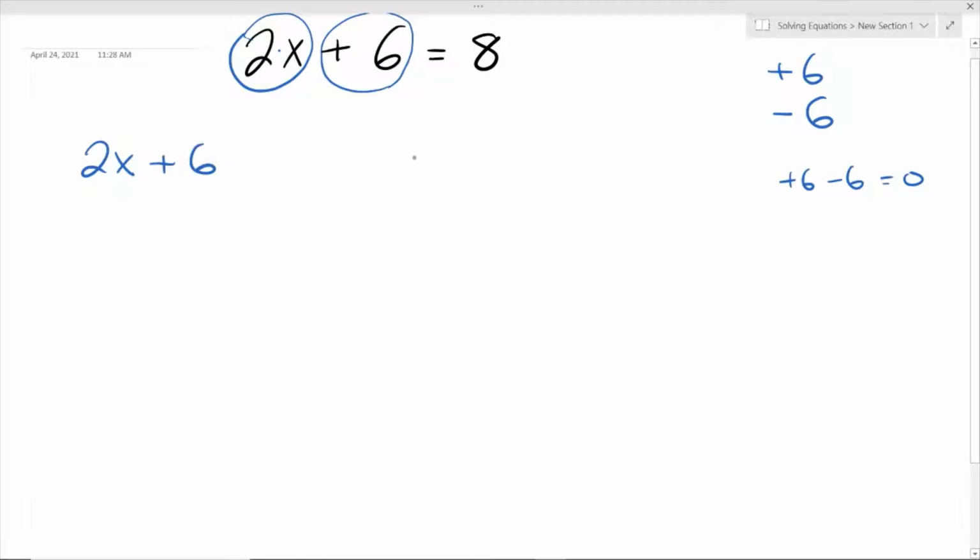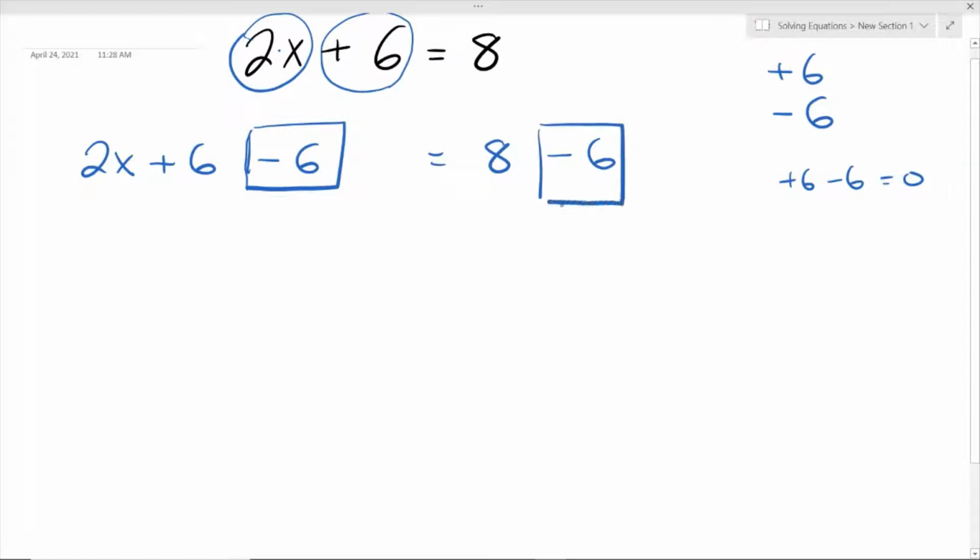I have here 2x plus 6. I'm copying the same thing, and I left a little space here. In this space, I'm going to minus 6, and I'm going to minus 6 here. So I apply the same operation on both sides to balance out the equation. Whatever I do on one side, I must do on the other side, so that's why I did this here.